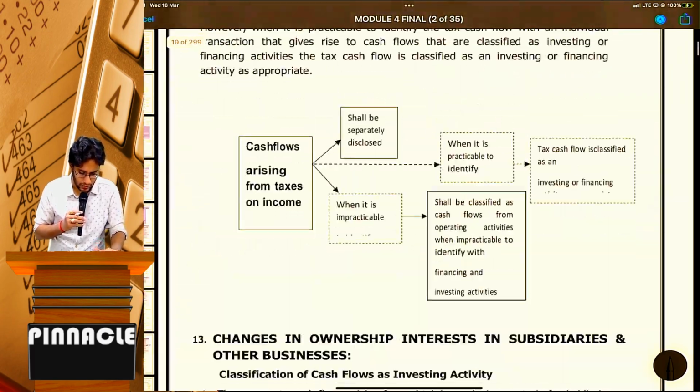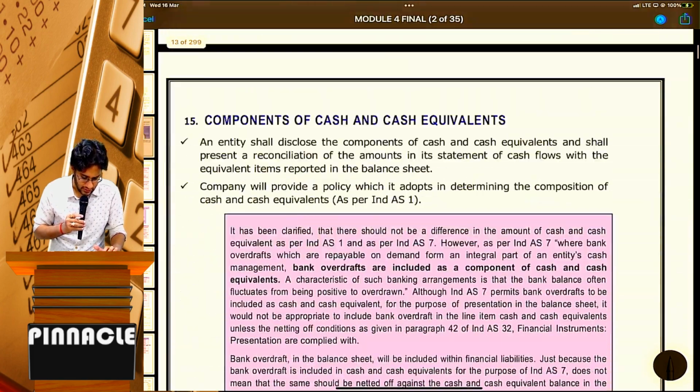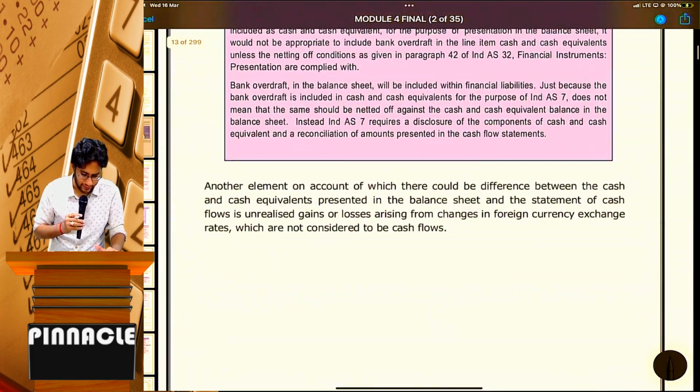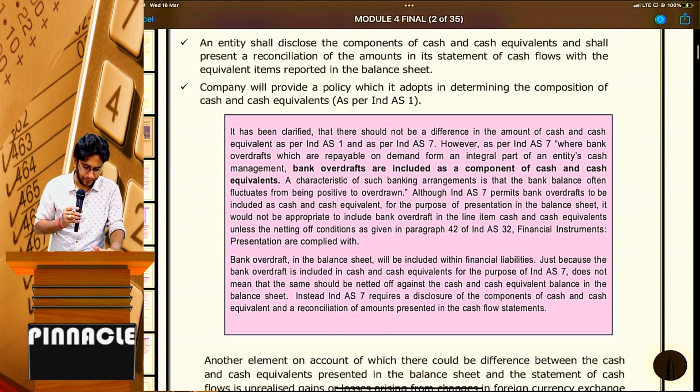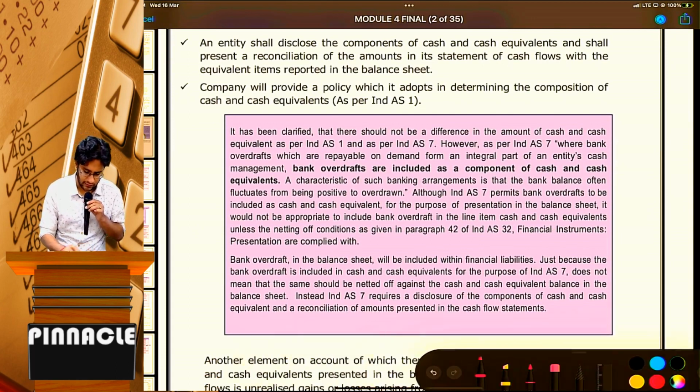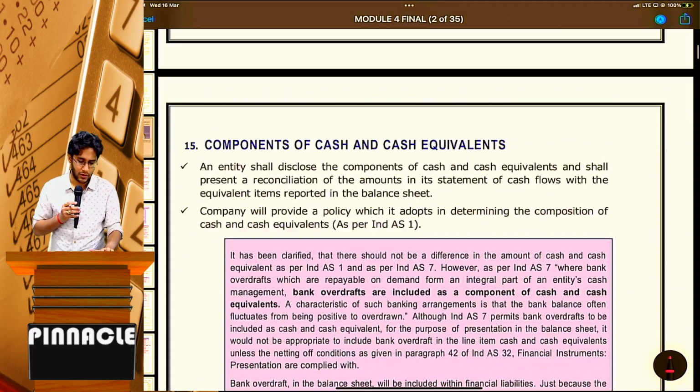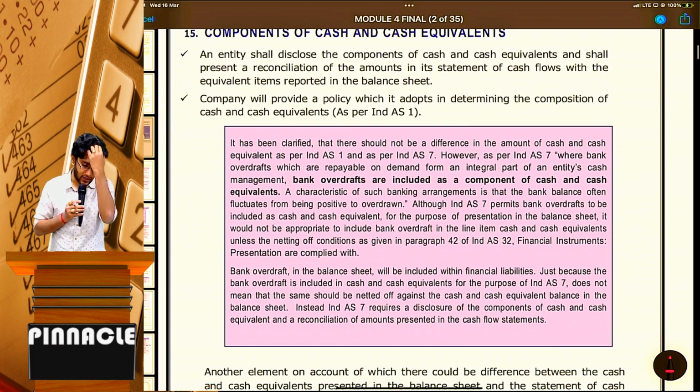Now go back to theory, sir. Two or three more points are there. First, the easy one will go. Go to page number 11. Since it has already been discussed with you, there is nothing much I have to do right now, but still, for the sake of it, I have to show it. This is components of cash and cash equivalents.